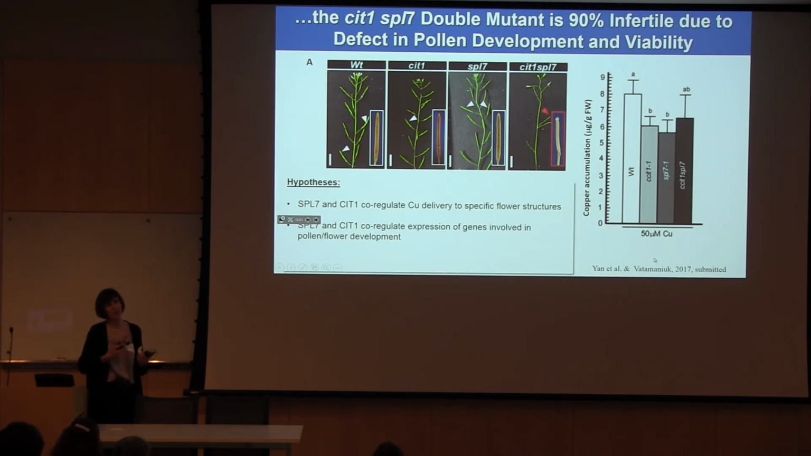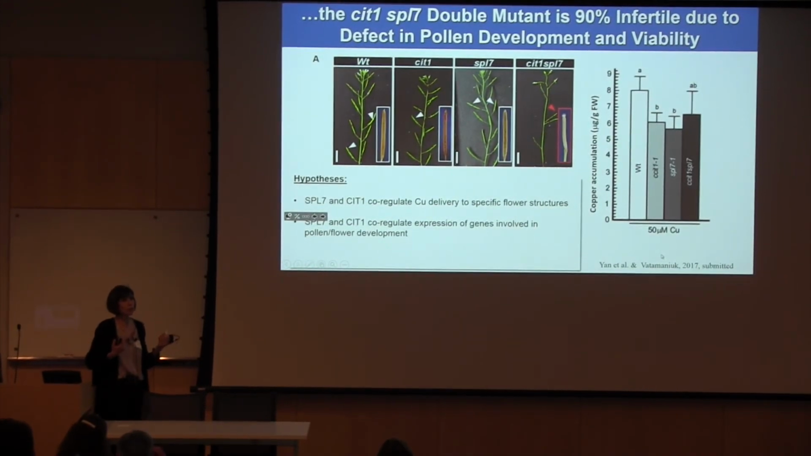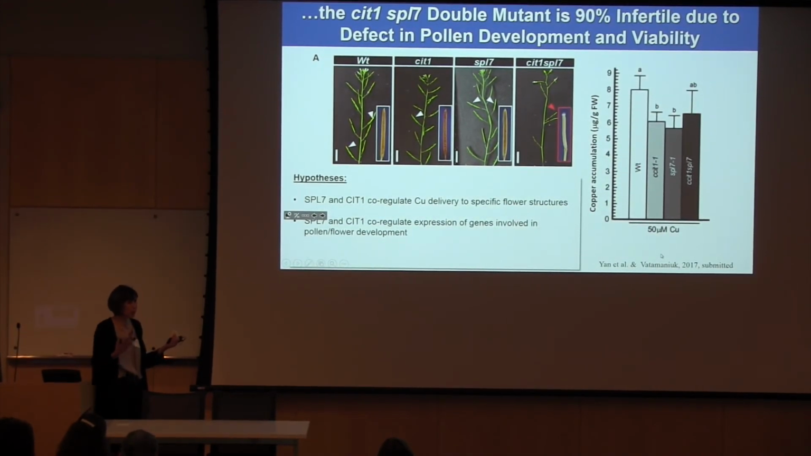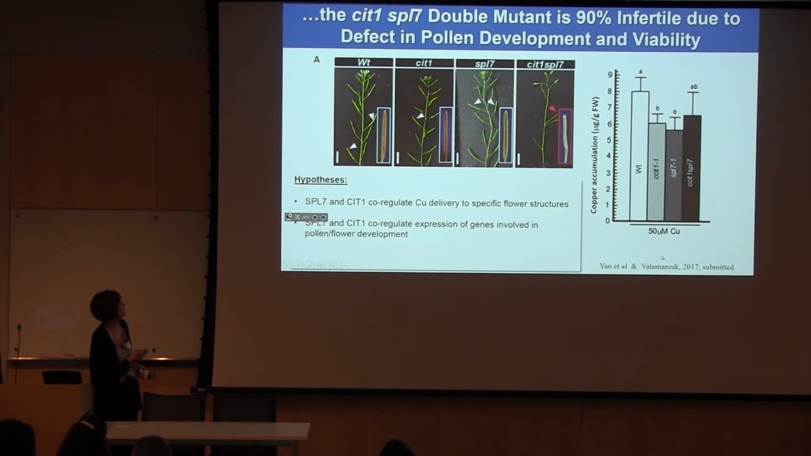That's how we turned again to XRF. We thought we have to really look at where copper localizes within the flower structures, and I want to emphasize that it was not known before. What we knew was just that copper is needed. But where is copper? Is it in petals? Is it in sepals? Is it in anthers? No one knew.